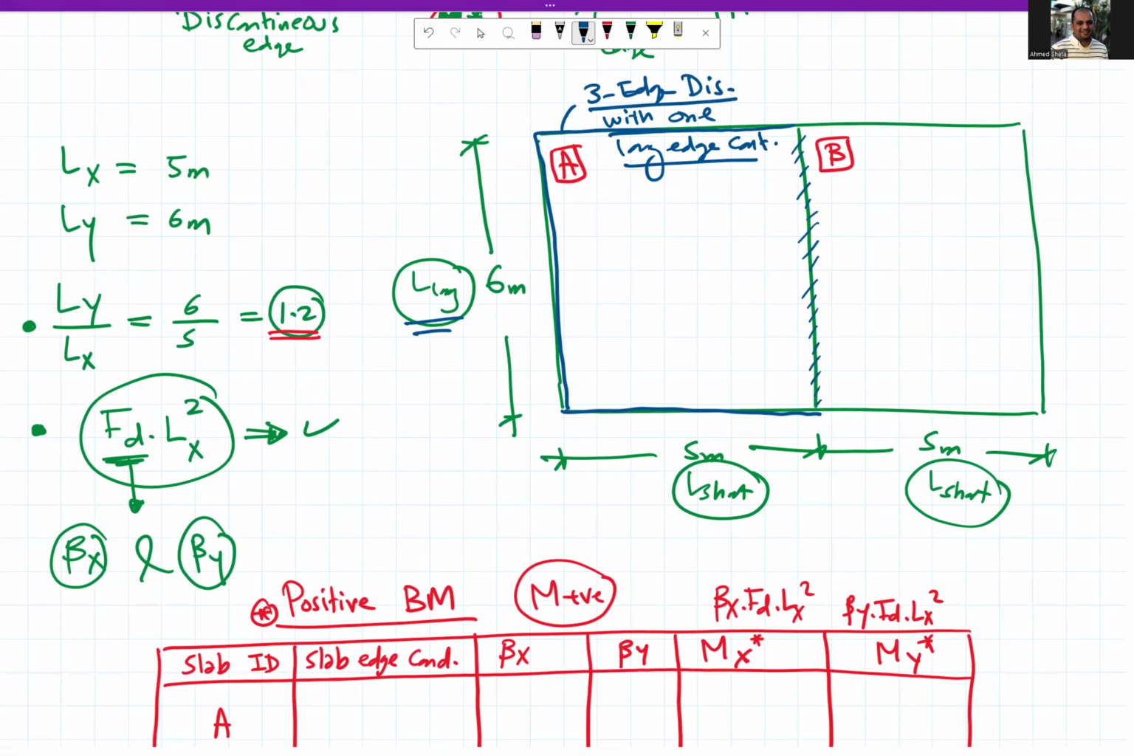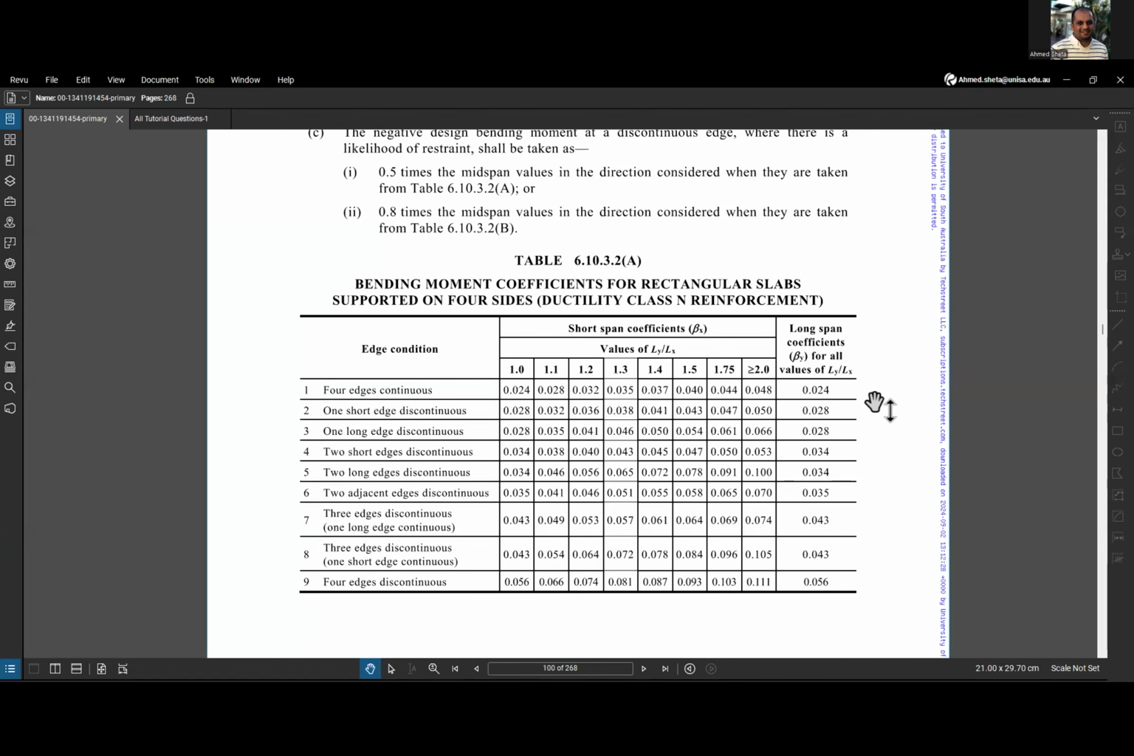So if we go to our standard here in table 6.10.3.2, we know that we are looking at the factor in column 1.2. But what is the edge condition? Our edge condition is number 7. So three edges discontinuous with one long edge continuous. So the number of our slab is 7. Okay, so we just put the edge condition in our table as 7.